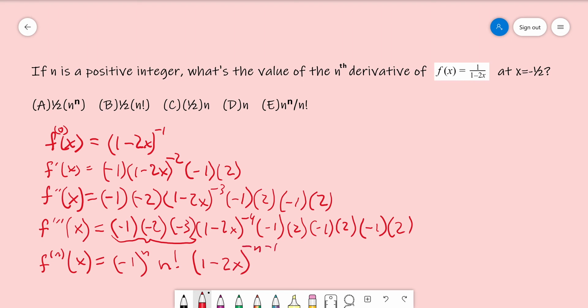And the third derivative, we're going to have a negative 4th power up there. So it's always going to be 1 less than the negative of the derivative order. And then let's see how many negative 1s we have here. 1, 2, 3. So we're going to have another negative 1 to the nth power. And then we're going to have 1, 2, 3. So that's going to be 2 to the n.